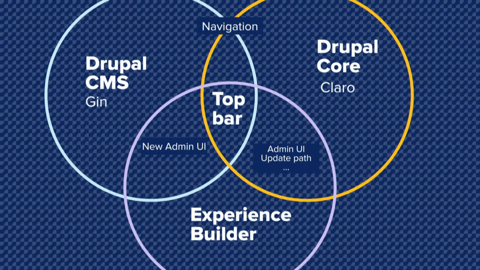Then Drupal CMS said, okay, Claro hasn't evolved that much visually over time because Core goes really slow, and Gin has been able to evolve from a design perspective. So let's go and take Gin. So Gin is used on Drupal CMS. Claro is used on Drupal Core. And then we have Experience Builder with a completely different interface. Then navigation is going to be used both on Drupal CMS and Drupal Core.